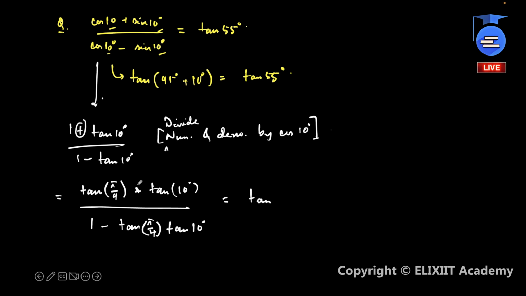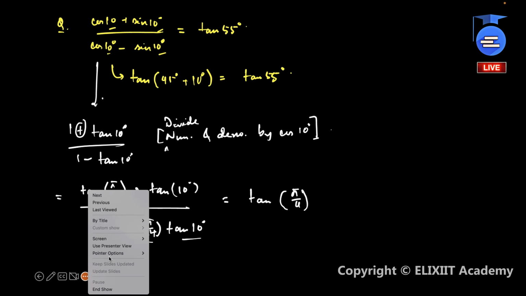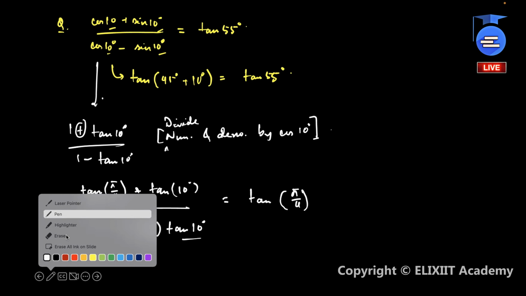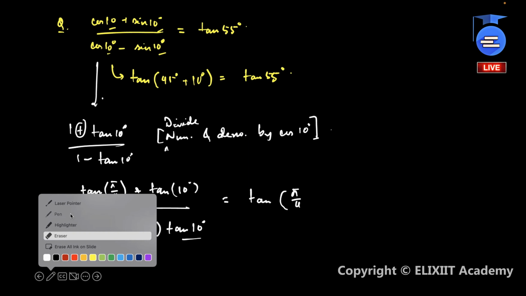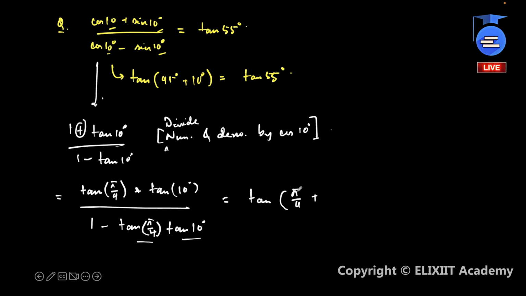Tan A plus B is what? Tan A plus tan B upon 1 minus tan A into tan B. So this is tan A plus B. Here A is pi by 4 and theta is 10 degree. Basically 45 degree plus 10 degree, which is tan 55 degree. This is the formal way of proving.